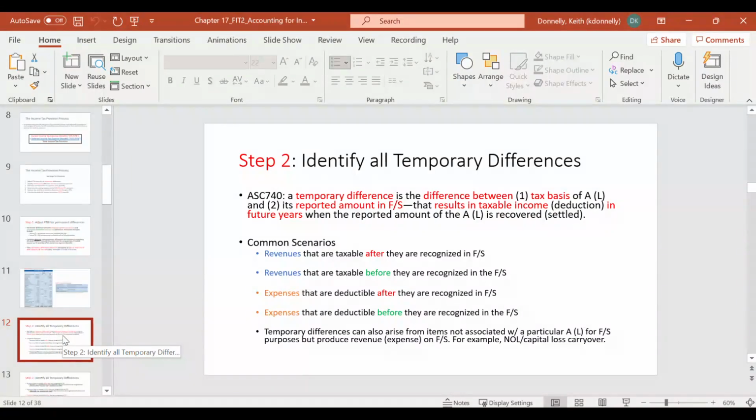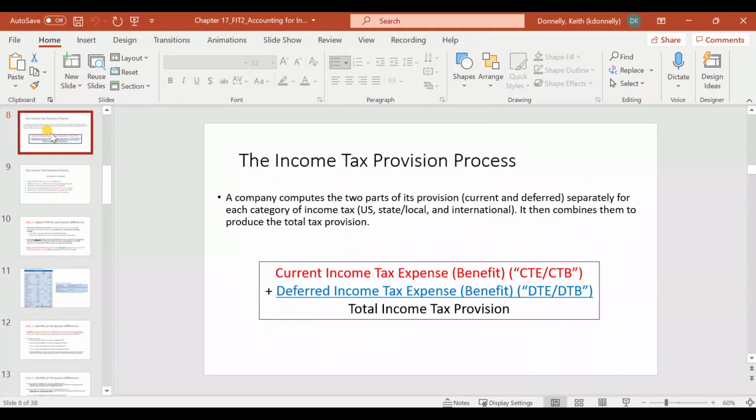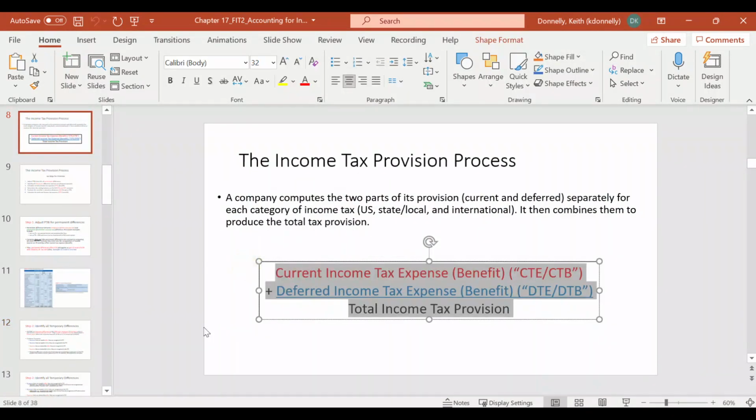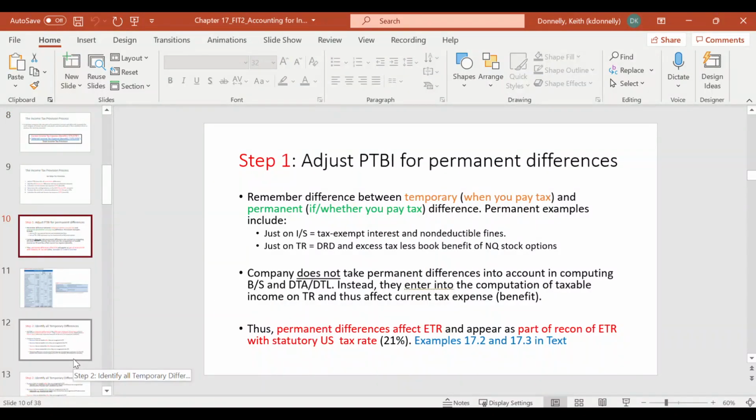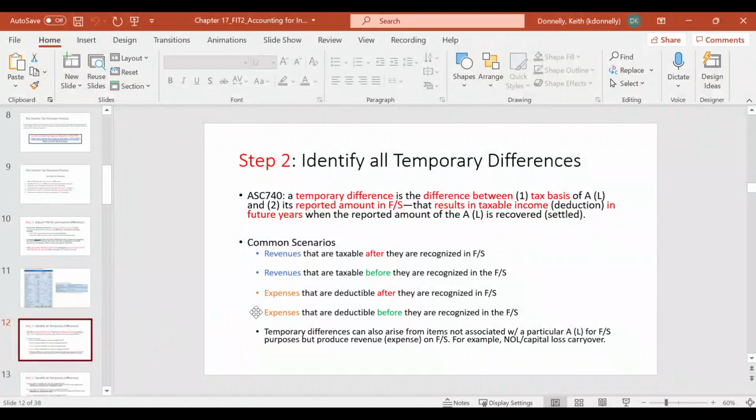Step 2 here, right? So again, we're talking about calculating the provision. We said what we care about is we're trying to calculate this guy right here because this gives us our provision. We said the first thing we want to do is take our pre-tax book income and adjust it for the permanent differences. Next, we're going to look at the temporary differences, right?